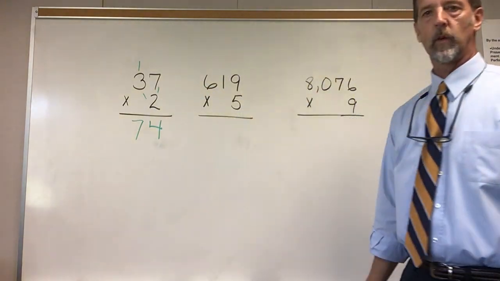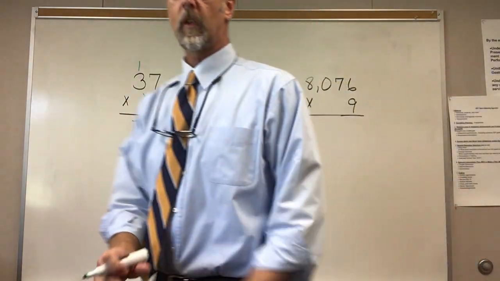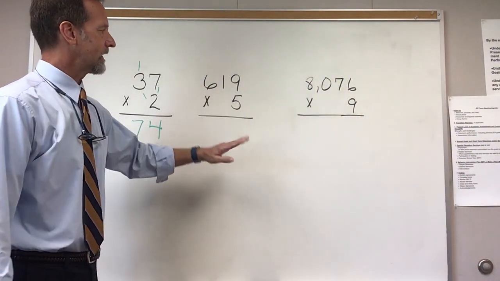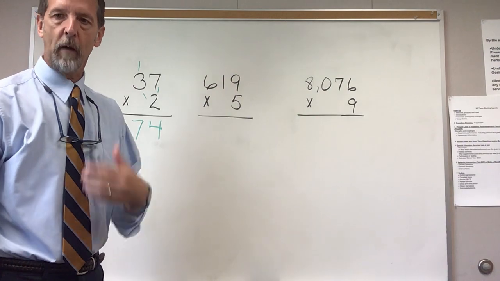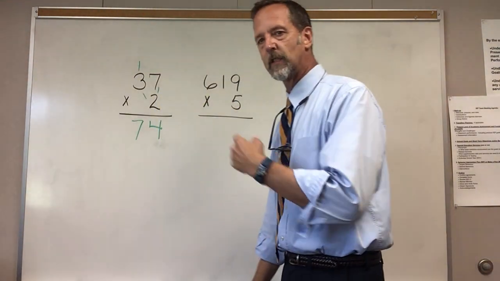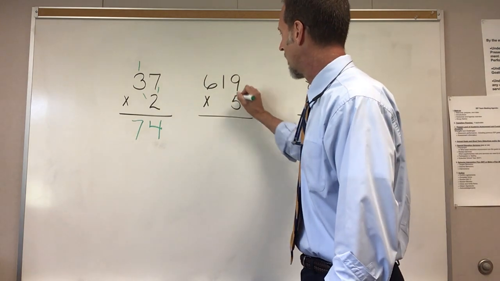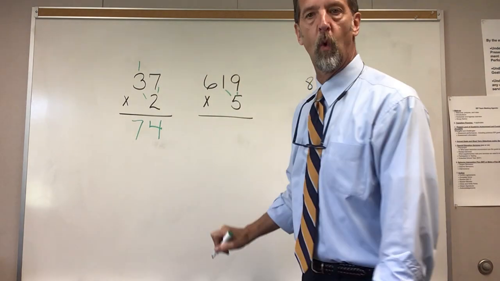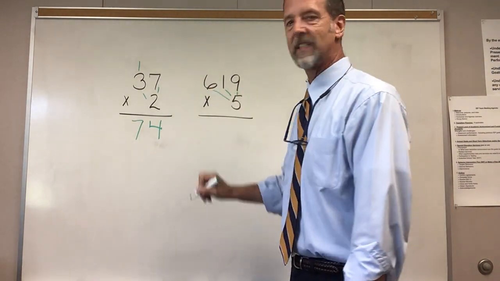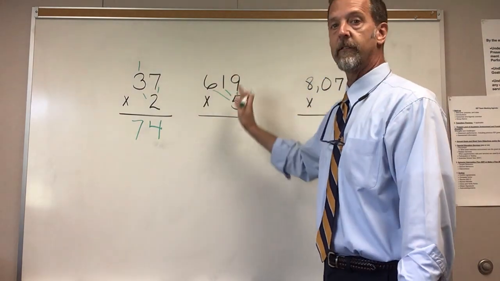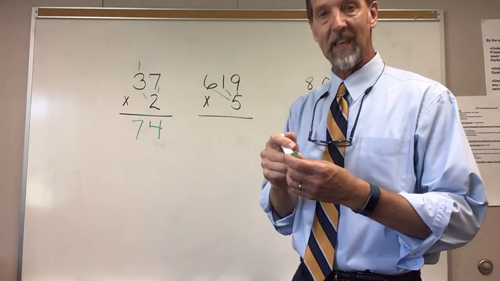Let's take a look at this one. 3 digits now. Okay? 619 times 5. How many times do you think I will multiply in this problem? 3 times. I'm going to do 5 times 9. I'm going to do 5 times 1. I'm going to do 5 times 6. 5 times 9, 5 times 1, 5 times 6 in that order.